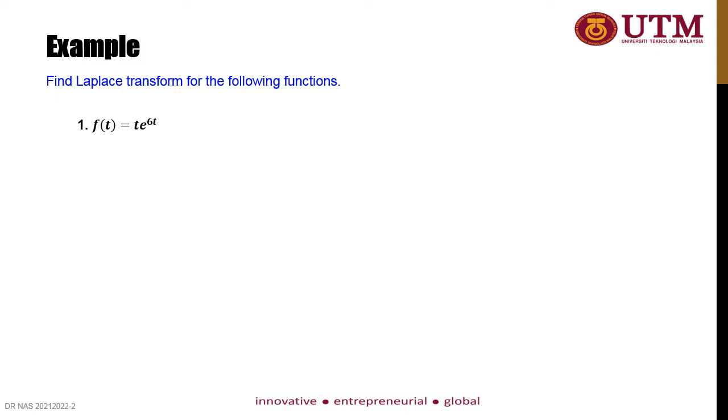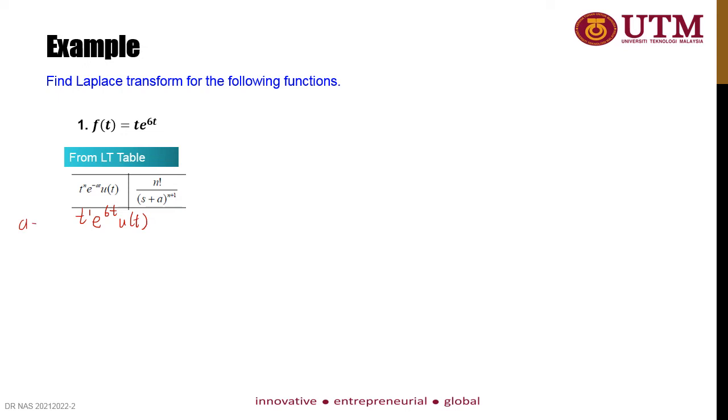Okay, more examples by using the Laplace transform table. You have the multiplication of t with e^(6t). Refer to the closest shape in the Laplace transform table. So it is equal to t e^(6t), in this case t to the power of 1, e to the power of 6t u(t). You need to be careful with the notation. This is minus a, so you need to determine what your a is.